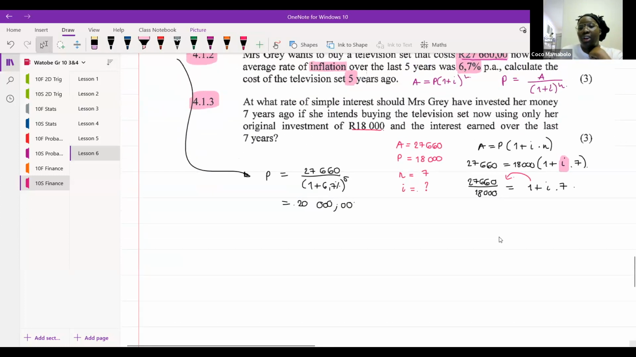All right, so I'm going to have 27,660 over 18,000 minus 1, and all of this I'm going to divide by 7. Divide this whole thing by 7 as well. That is equal to our interest rate.